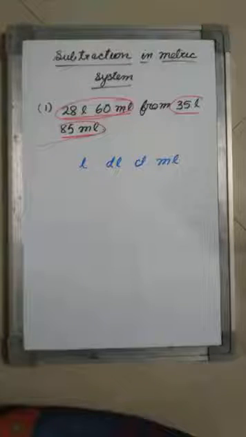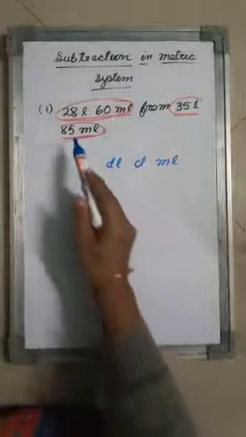In our last class, we did addition in metric system. Today, we will learn about subtraction in metric system. I have tried to explain it in a simpler manner. Here, in the example, I am going to explain.